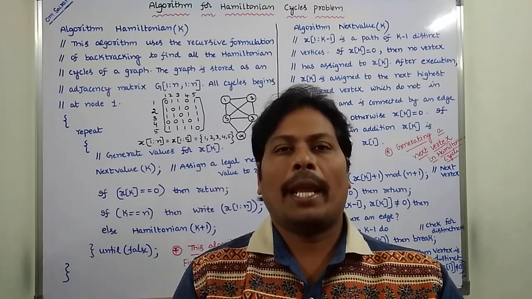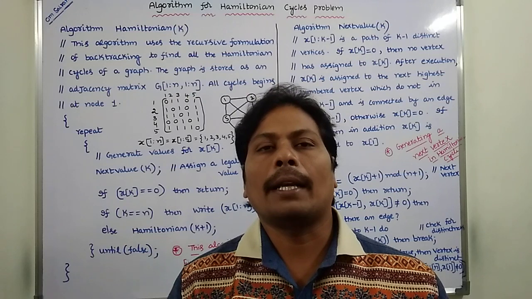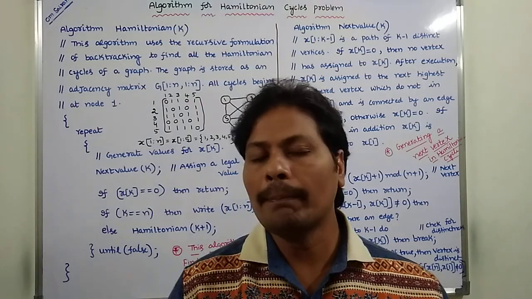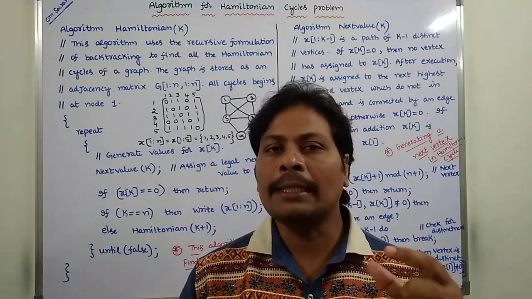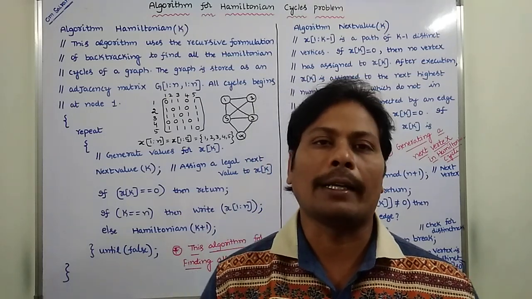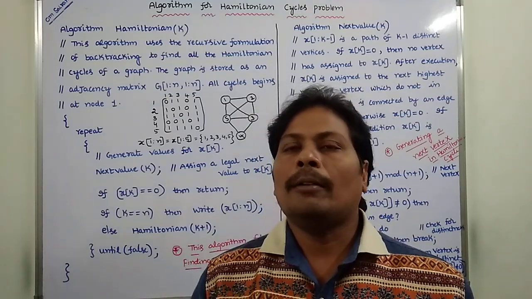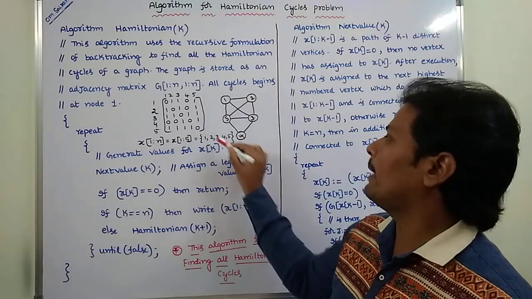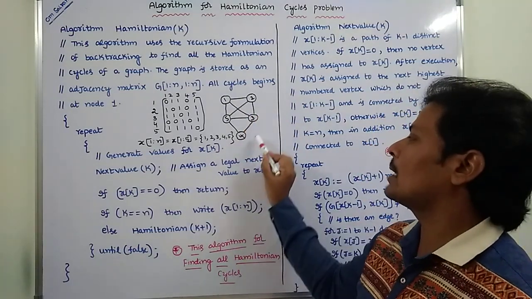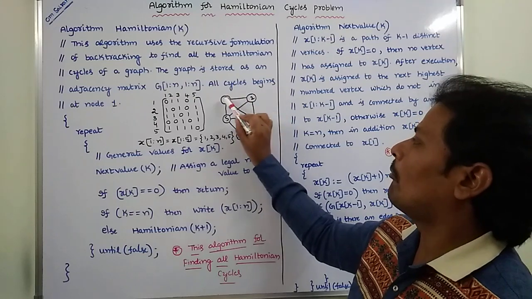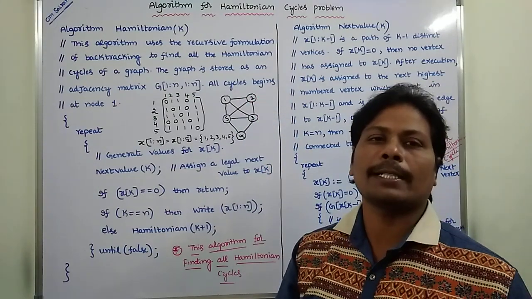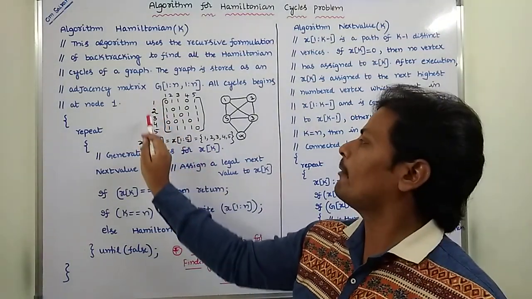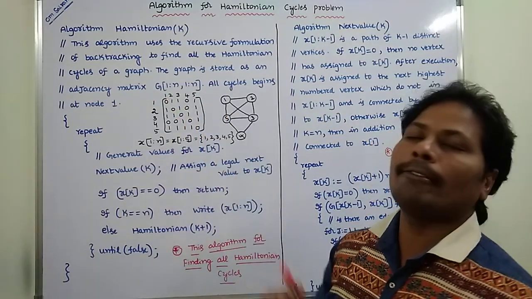Hi friends, today I am giving a lecture on the algorithm for the Hamiltonian Cycles Problem in backtracking, in Design and Analysis of Algorithms. First of all, before going to this algorithm, this is the given graph. This graph consists of 5 vertices: 1, 2, 3, 4, 5. The corresponding adjacency matrix is taken row wise with 5 vertices and column wise with 5 vertices.